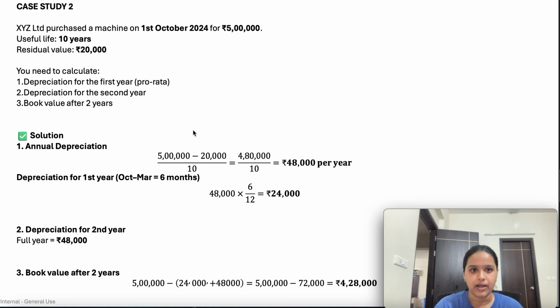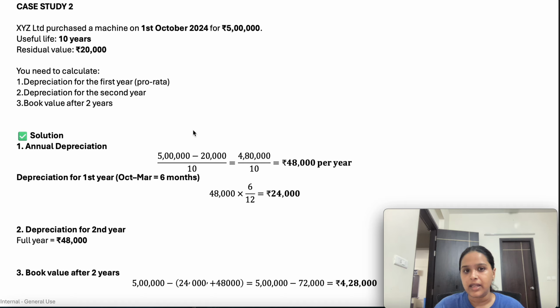Let's do another case study. XYZ Limited purchased a machine on 1st October for 5 lakh. It means in the middle of the year they have purchased a machinery for 5 lakhs, and useful life is 10 years and residual value is 20,000. It means on 4 lakh 80,000 they have to charge the depreciation for the 10 years. It means 48,000 per year.